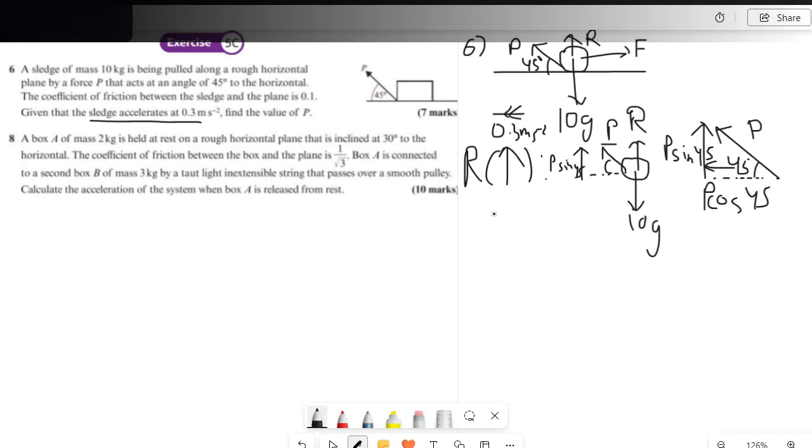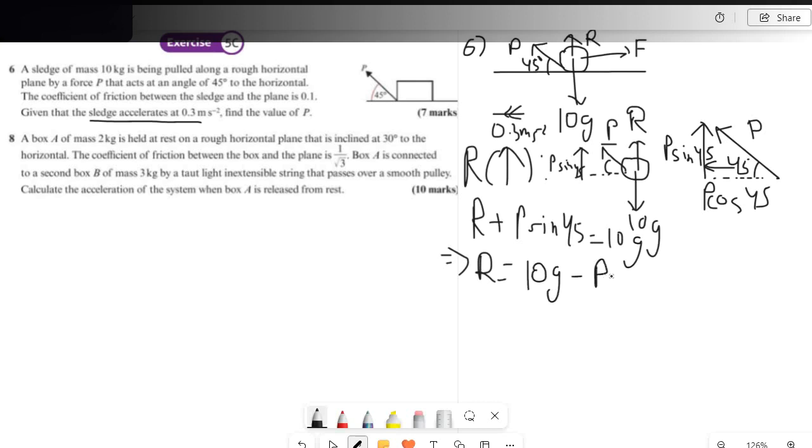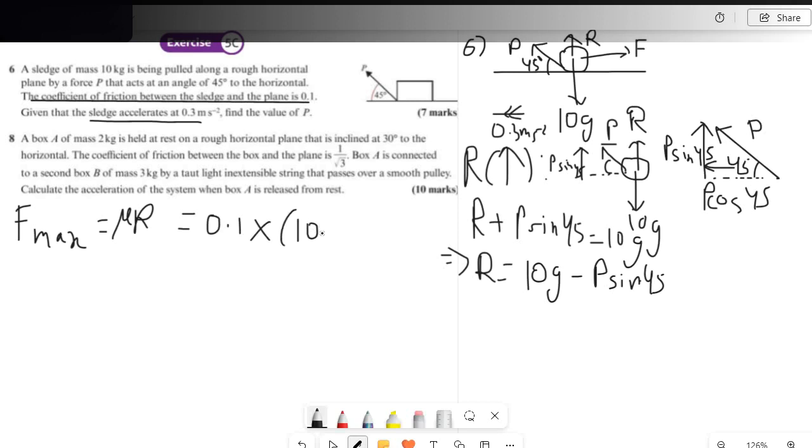So therefore, resolving vertically, we can say that R plus P sin 45 equals 10g. So we can rearrange, making R the subject, to get 10g minus P sin 45. Now we know that F max equals mu R, if you remember the previous discussion. Therefore mu is 0.1 as given here. The coefficient of friction between the sledge and the plane is 0.1. So multiply it with R, which is 10g minus P sin 45.